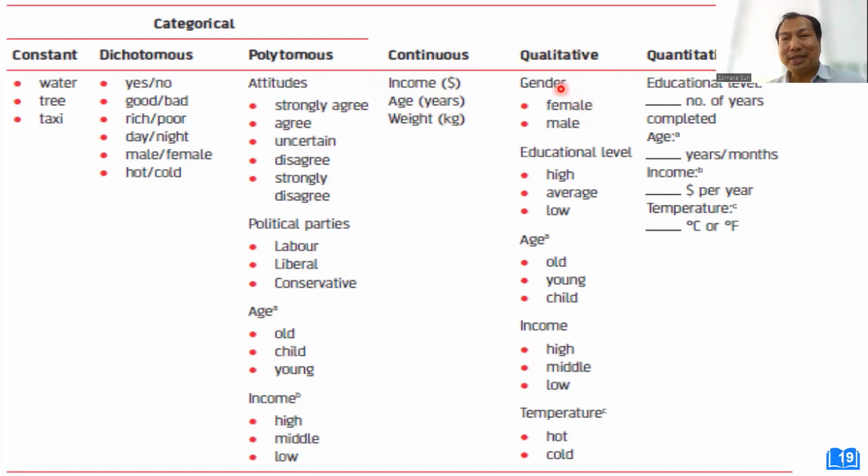Qualitative: gender like male, female, educational level high, average, low, age old, young, and child. Income can be high, middle, low, similar to polytomous as well. Temperature, hot and cold. Quantitative can be about educational level as number of years of completion, age in years, income per year, temperature, and so on.